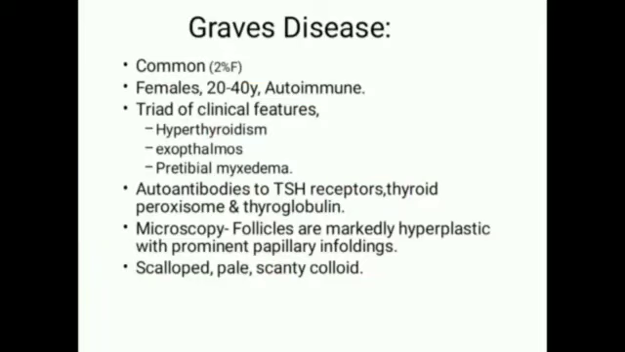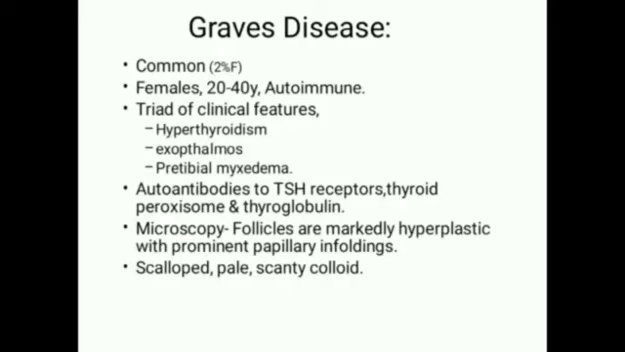Okay, it is common. It will mostly be there in females who have autoimmune disorders. Age is around 20 to 40 years, and they will present with a triad. Triad means three things together. That is hyperthyroidism, exophthalmos, that means protruding of the eyes, and pretibial myxedema. Okay, autoantibodies will be present for the TSH receptors, thyroid peroxidase and thyroglobulin.